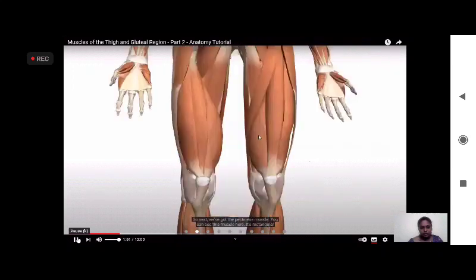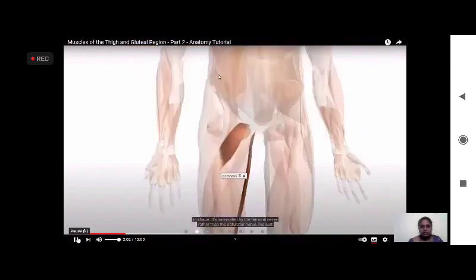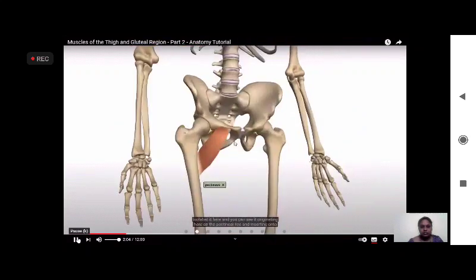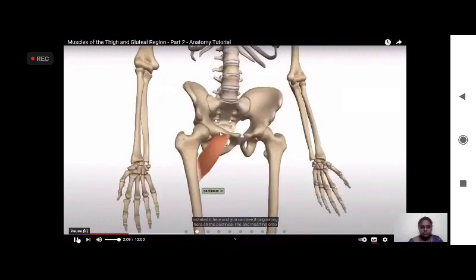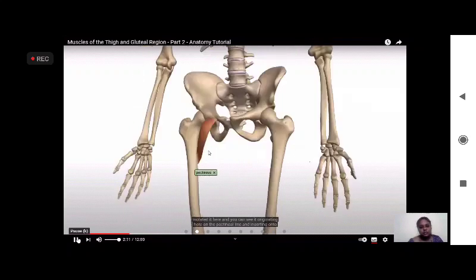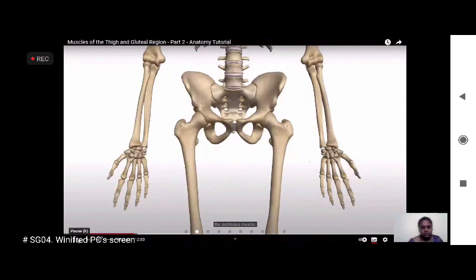So next we've got the pectineus muscle. You can see this muscle here is sort of rectangular in shape, and it's innervated by the femoral nerve rather than the obturator nerve. So I've just isolated it here, and you can see it originating here on the pectineal line and inserting onto the femur. What this muscle does is adduct and flex the thigh at the hip joint. So that's the pectineus muscle.